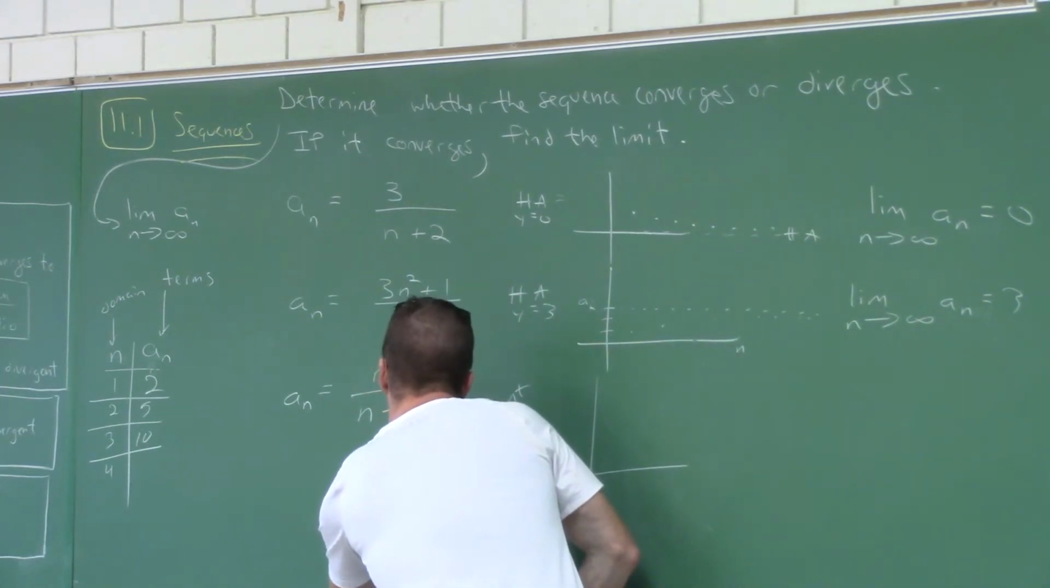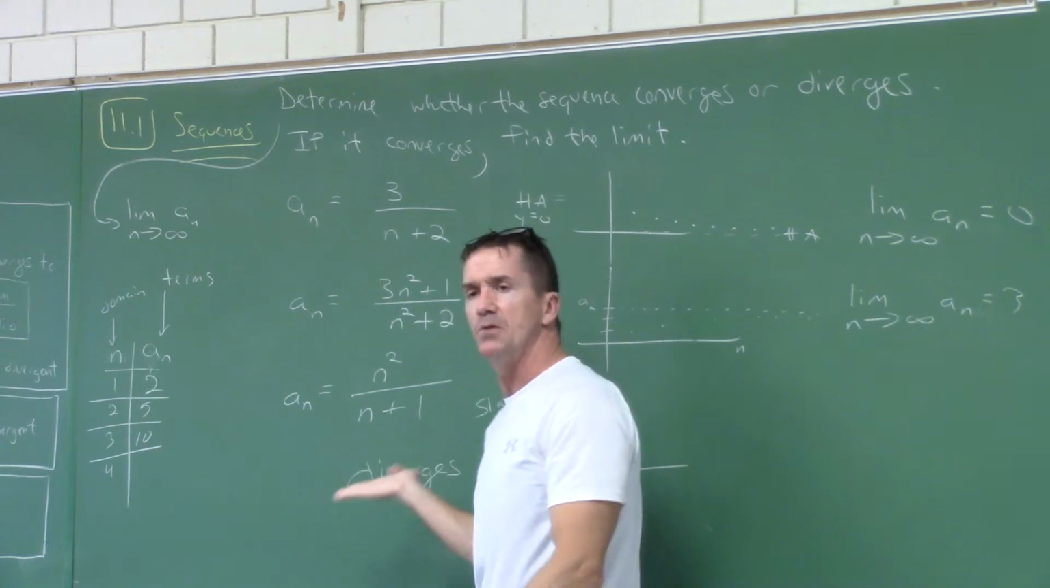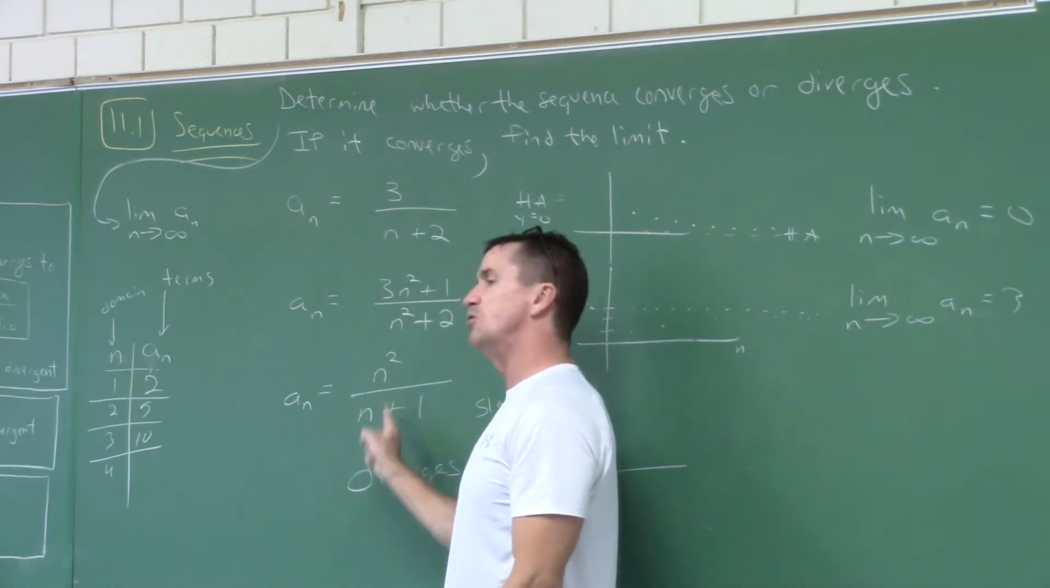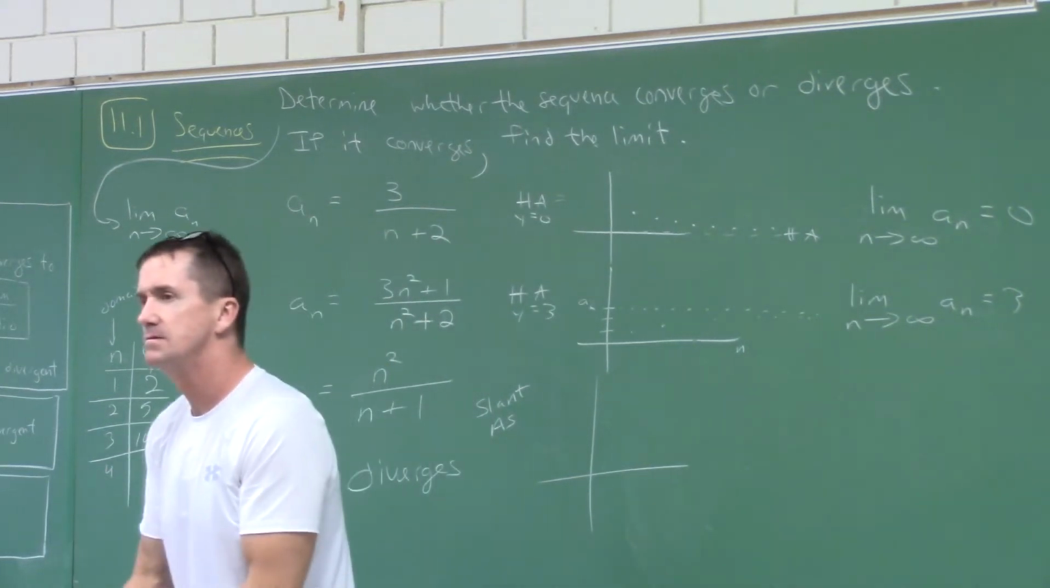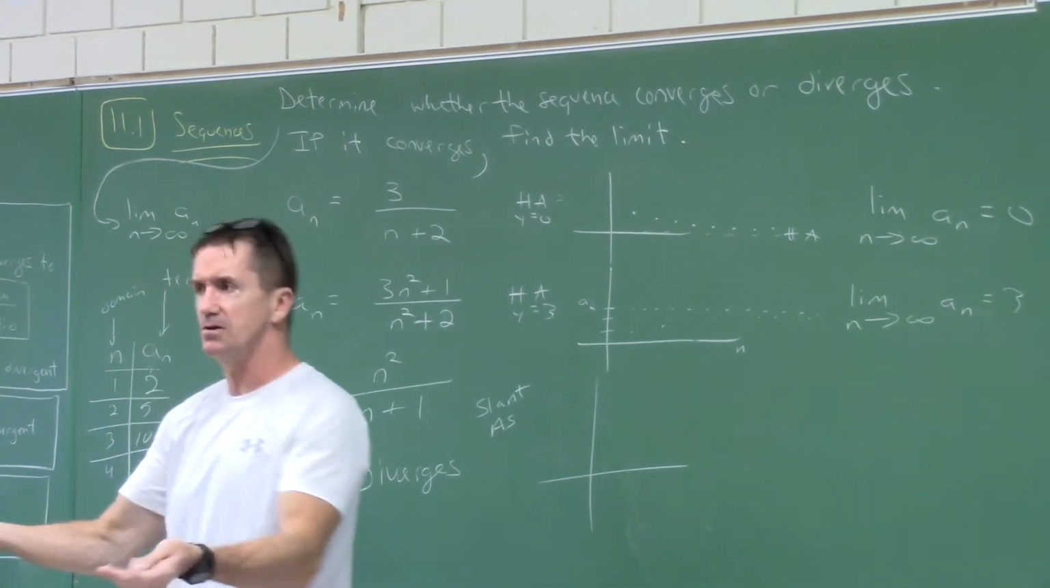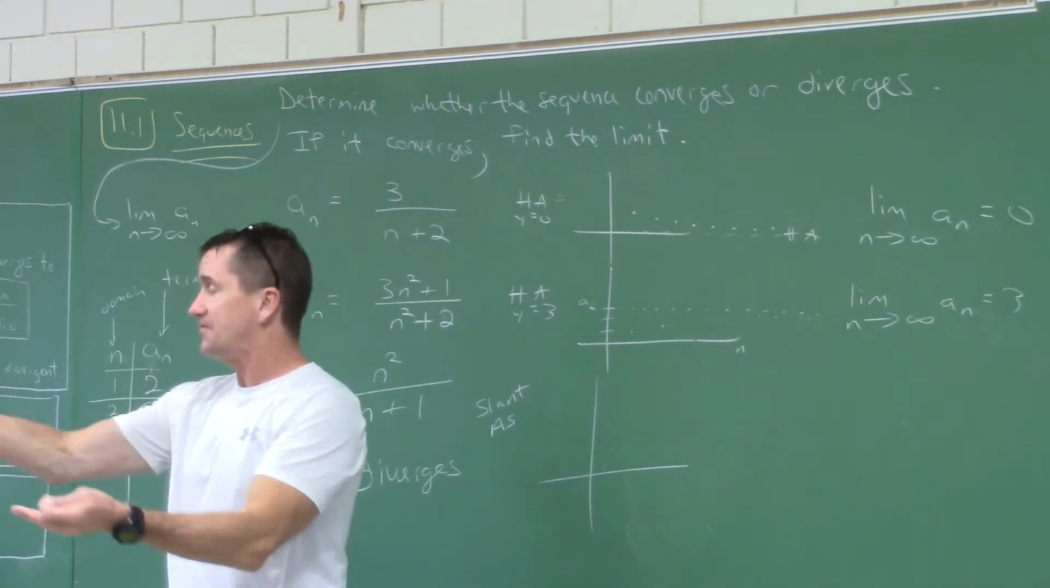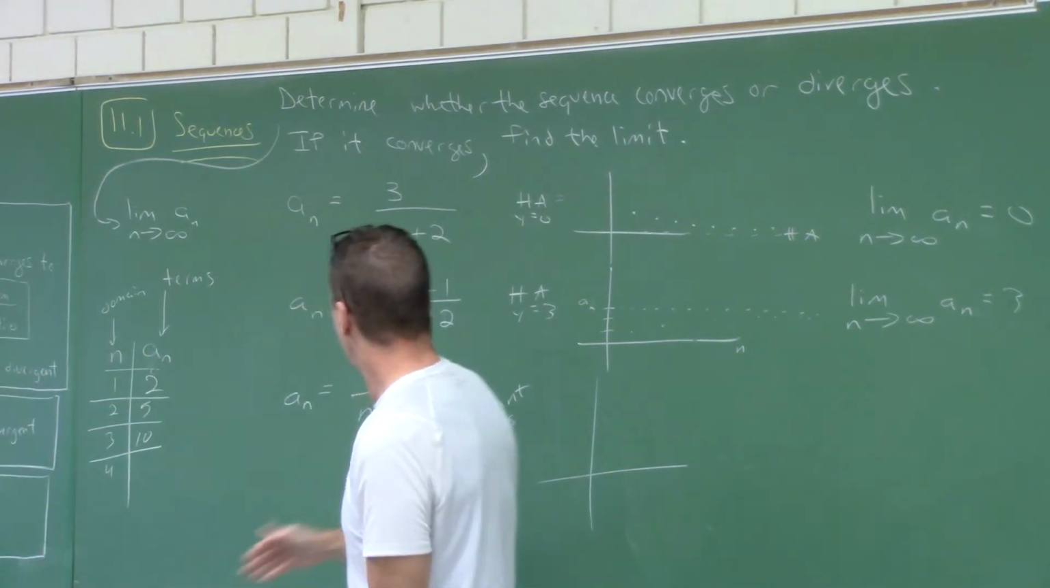Diverges. But can I talk about it? Can I help you find the slant asymptote? If you do long division, you can find the slant asymptote equation. There's no need for that, though. Please feel free to do that. Do you remember doing long division? Yeah. You can find the equation of the slant asymptote.